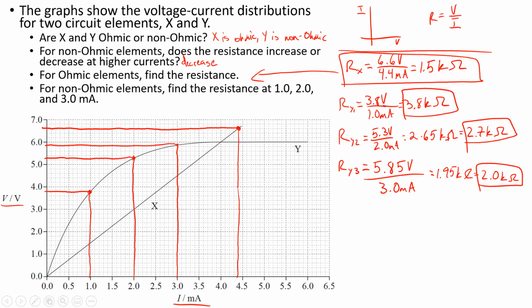One last question is, based on the graphs previously, what is Y most likely? What type of material is it? And it looks like, well, the resistance is decreasing at higher currents. So that means it's more likely to be a diode than a bulb filament. Could be an LED, could be a transistor, but it's some sort of diode maybe.